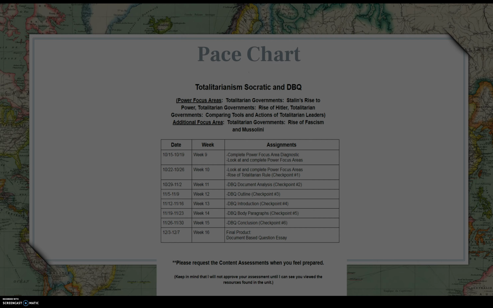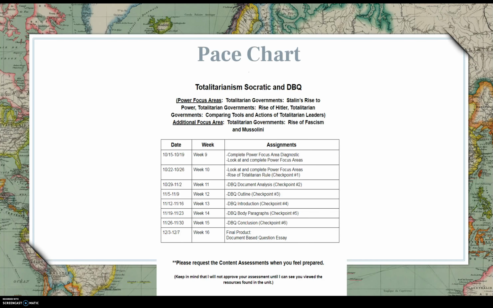Okay. Now, here is the pace chart, and on the pace chart you can see the power focus areas at the top that need to be completed. And remember, the additional focus area is if you want to earn the maximum amount of credit. And if you look, we did start this project originally in October, and we finished it a little bit before winter break. Okay, and everything was broken down by the checkpoints. And again, if you want a content assessment approved, you can reach out to me, and I can do that during the day, or I usually do it between 8 and 9 and 3 and 4 o'clock. Okay, and then you can go in at your leisure and complete it.